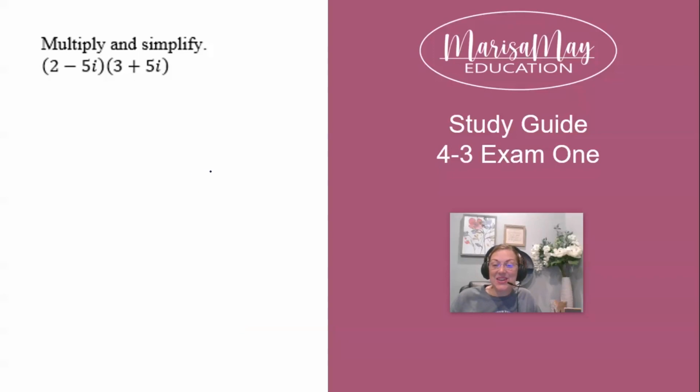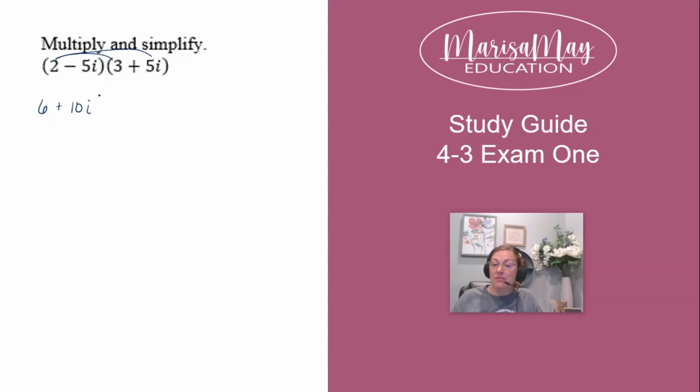Hi there. In this video, we'll take a look at multiplying two complex numbers. We're going to focus on using the distributive property here. So I'm going to take the 2 and distribute it to both terms in the second parentheses. So 2 times 3 would give me 6, and 2 times 5i will give me 10i.